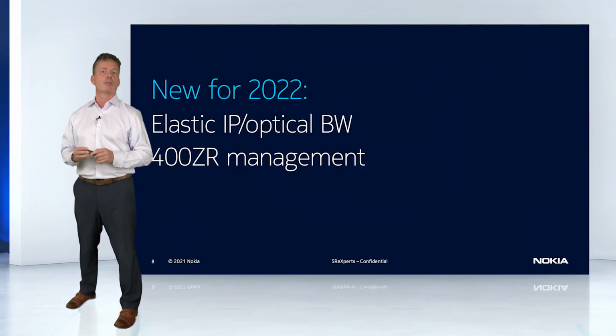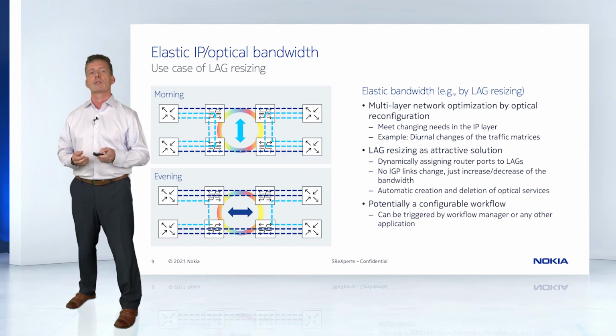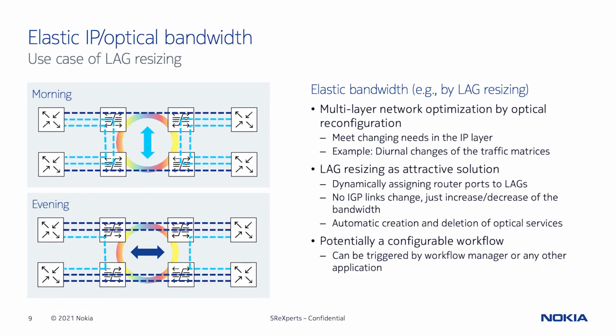So I'd like to turn now to 2 new use cases that were introduced this year and will be the focus of deployments in 2021 and 2022. The first one is elastic IP optical bandwidth, and I'm really excited about this use case, which was introduced in release 21.6 of NSP. Using this capability of the cross-domain coordinator, you can introduce the ability to expand and contract lag bandwidth dynamically. The capability is best described with an example.